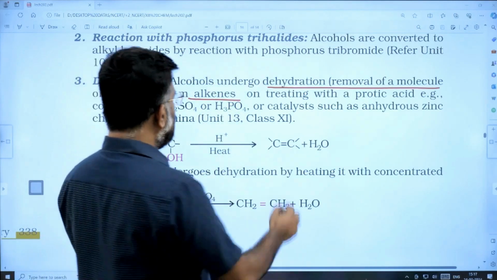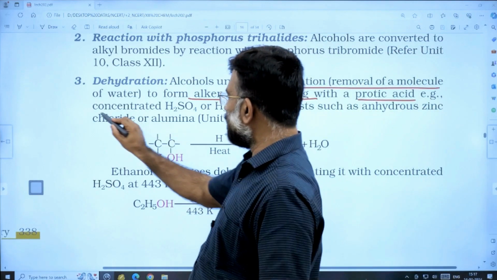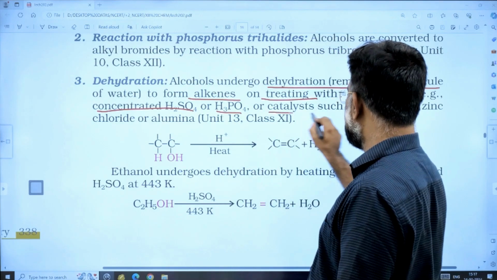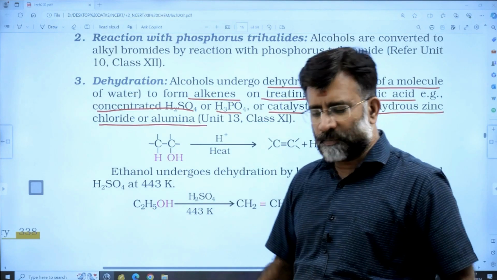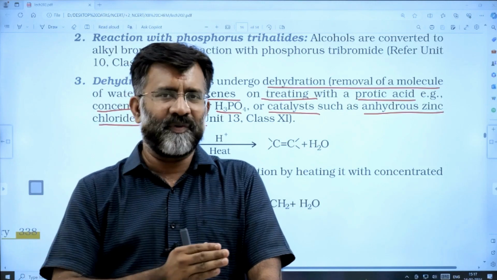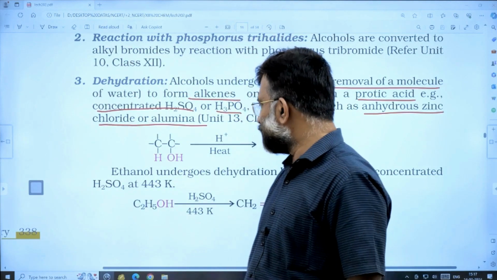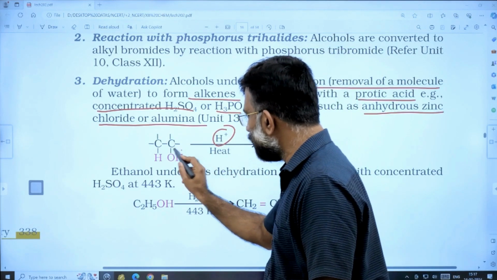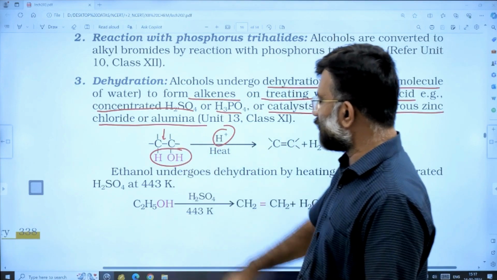Okay. Now, how? On treating with the protic acid. What is a protic acid? It can be concentrated sulfuric acid, it can be phosphoric acid, it can be catalysts such as anhydrous zinc chloride or alumina. Most important thing is temperature, definitely, because temperature influences the reaction products obtained. Okay. Now see the reaction. When alcohol is heated with a protic acid, you can see OH and H, water is out, and you get alkene, a double bond is created over here.